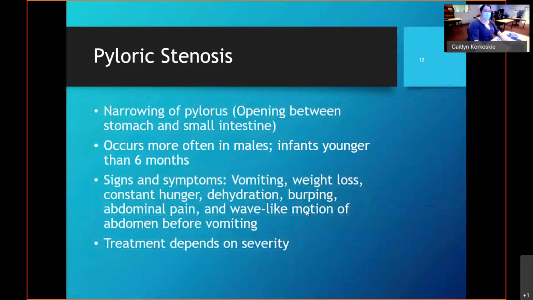So treatments like surgery? Potentially. That would be the worst case scenario. Like medication? I'm not exactly sure what all the treatments are that they do. I know that they do try to have more frequent feeding times, and then a smaller amount of formula.